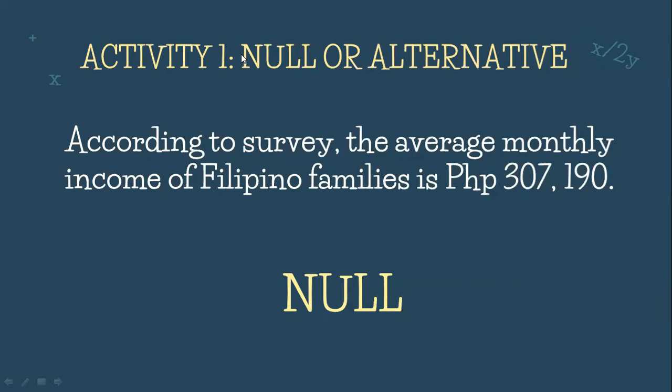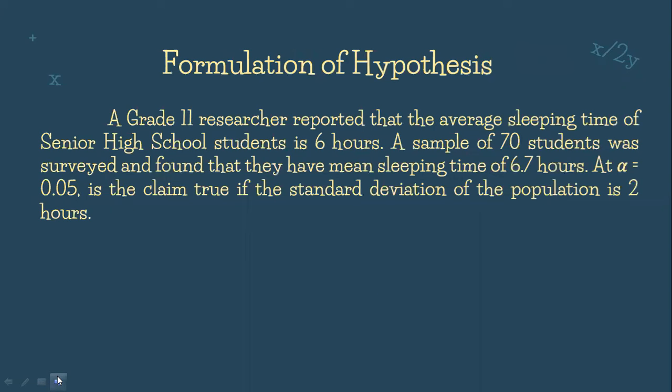Now, let's try to formulate the alternative and the null hypothesis. So for example, we have this problem. A grade 11 researcher reported that the average sleeping time of senior high school students is 6 hours. A sample of 70 students was surveyed and found that they have a mean sleeping time of 6.7 hours. At a level of significance of 0.05, is the claim true if the standard deviation of the population is 2 hours? So that is a question, my dear students.